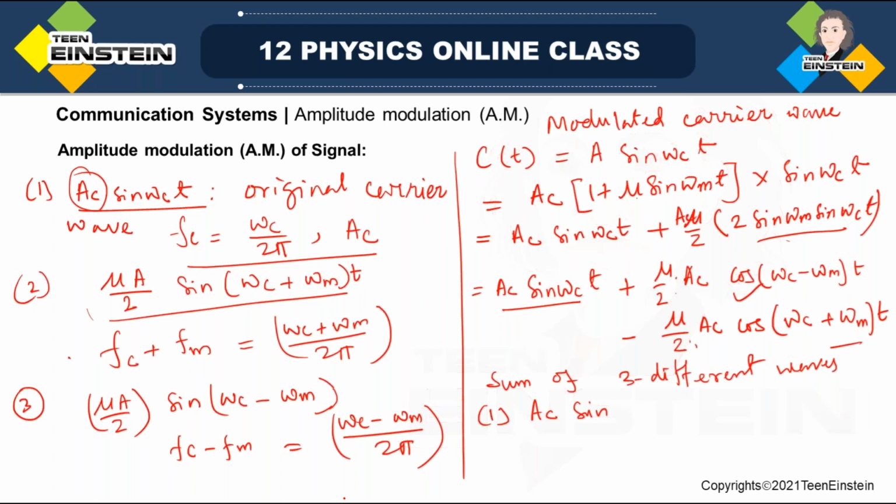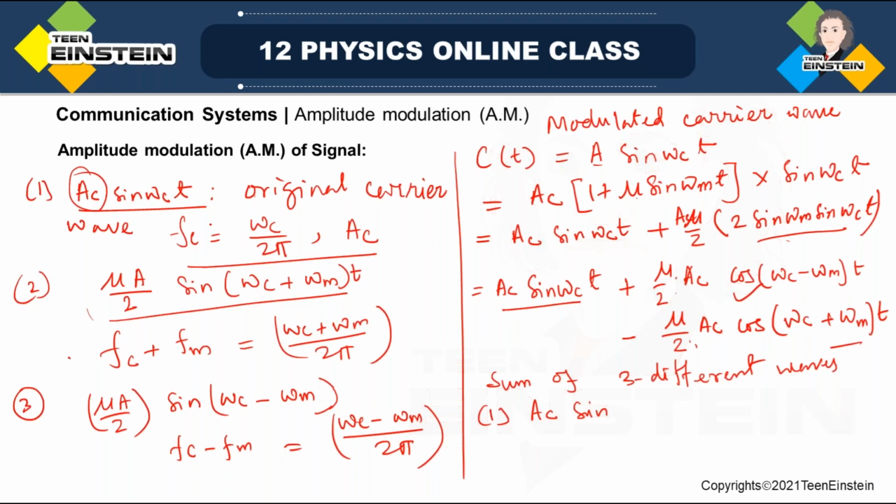So clearly the process of modulation does not change the original carrier frequency, but it produces two other frequencies. One is fc plus fm, another one is fc minus fm. So what is happening after modulation? Actually, the carrier wave frequency is not changing, and the amplitude also doesn't change. It creates another wave which has lesser amplitude than the original carrier wave, and one of them has greater frequency than the original carrier wave, like this one.